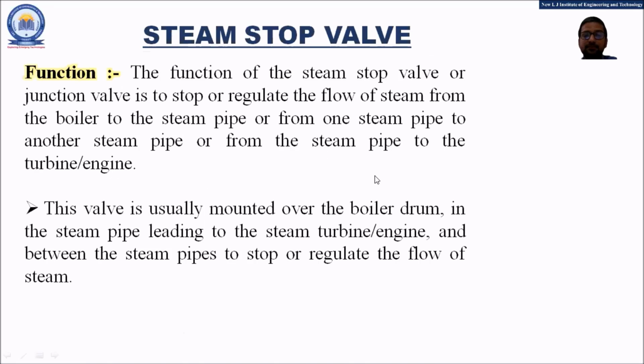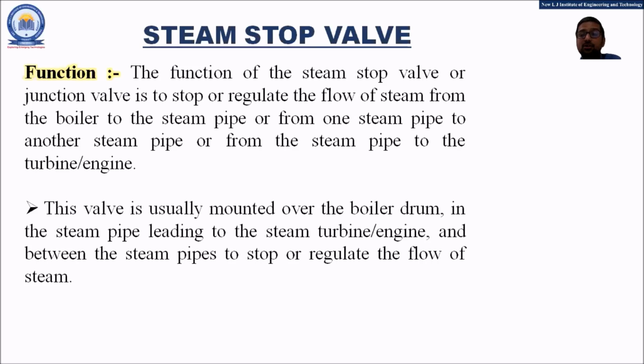Let us now proceed further with the third boiler mounting, that is the steam stop valve. The function of the steam stop valve or the junction valve is to stop or regulate the flow of the steam from the boiler to the steam pipe, or from one steam pipe to another steam pipe, or from the steam pipe to the prime mover, that is the turbine or the engine. In some literatures, the steam stop valve is also known as the junction valve.